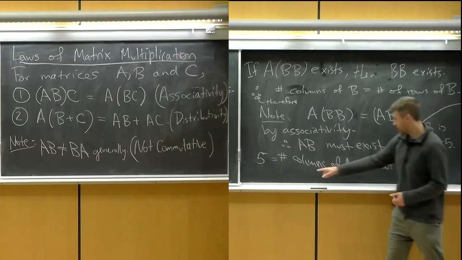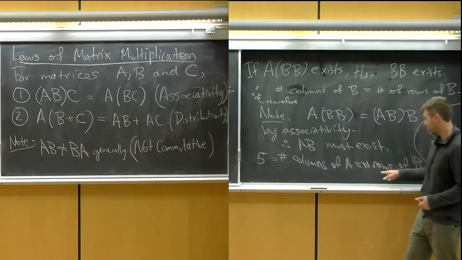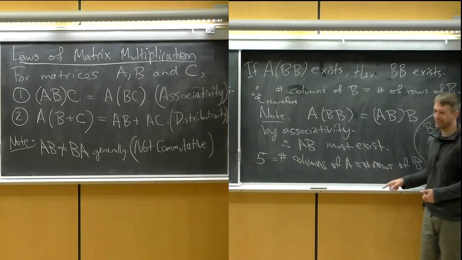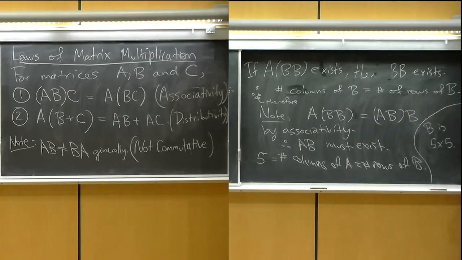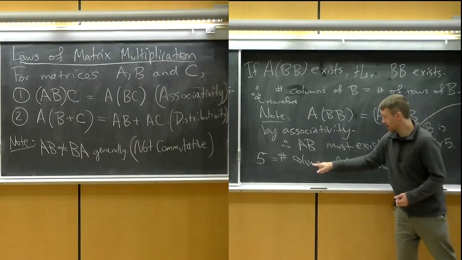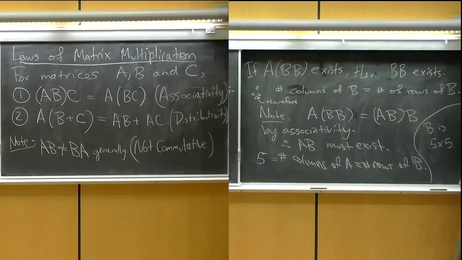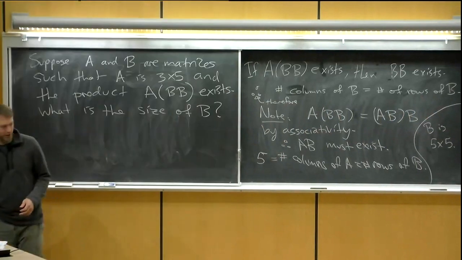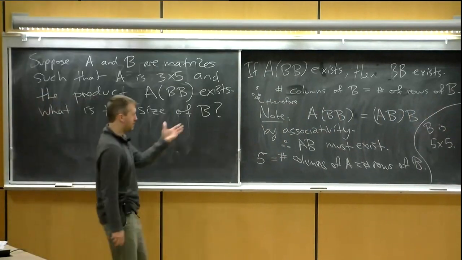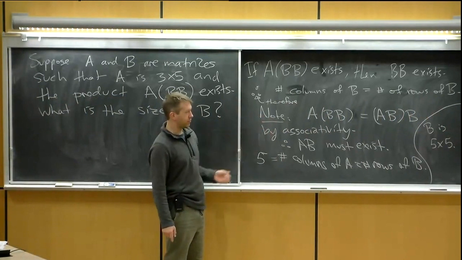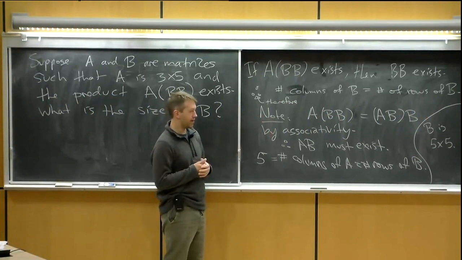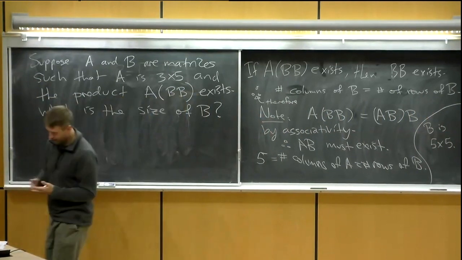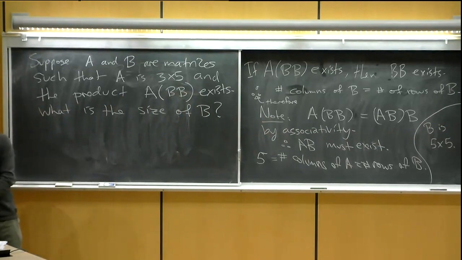Yeah, sorry, that is a bit messy. For AB to exist, the number of columns of A must equal the number of rows of B. Is that the same thing you get, 5 by 5? Yeah. You might have been able to guess this, but this is a formal way of proving that it's 5 by 5 using the law of associativity.